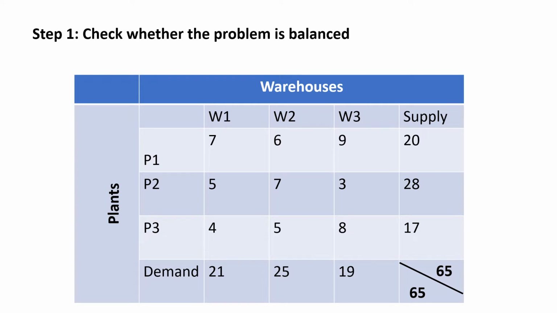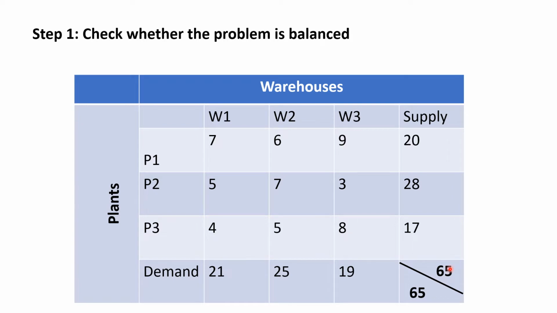First step, as we have done, check whether the problem is balanced. So you add the supply, 20 plus 28 plus 17, that gives you 65. And on this side, if you add these demands, that also gives you 65. So the problem is balanced. You have to show it accordingly, like this, that the problem is balanced.